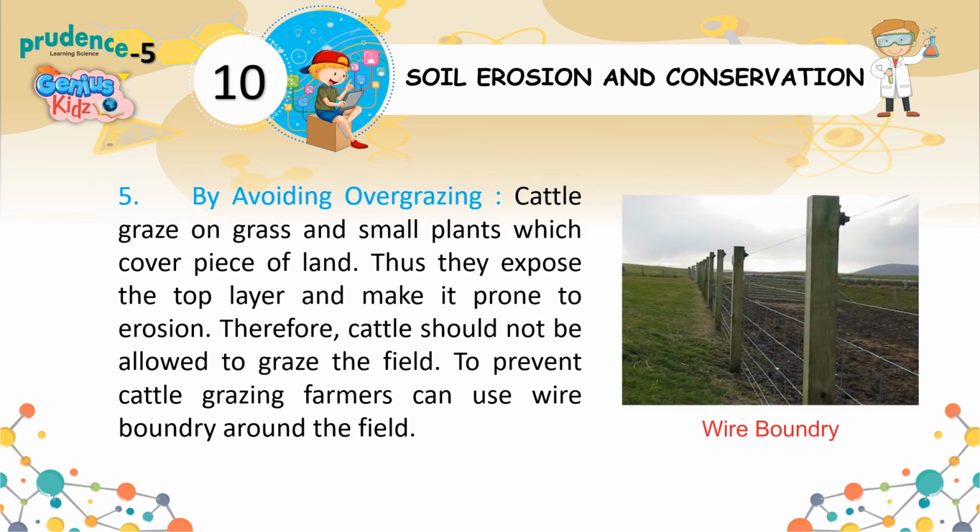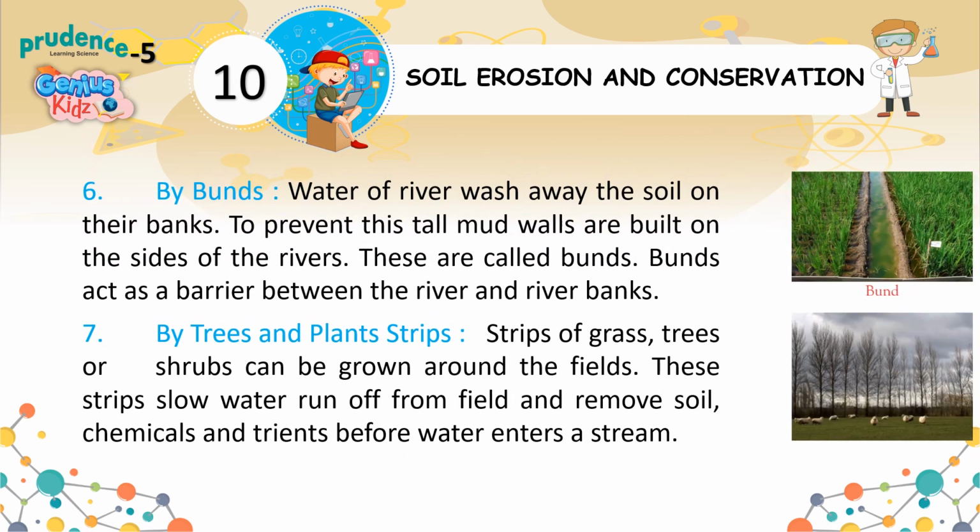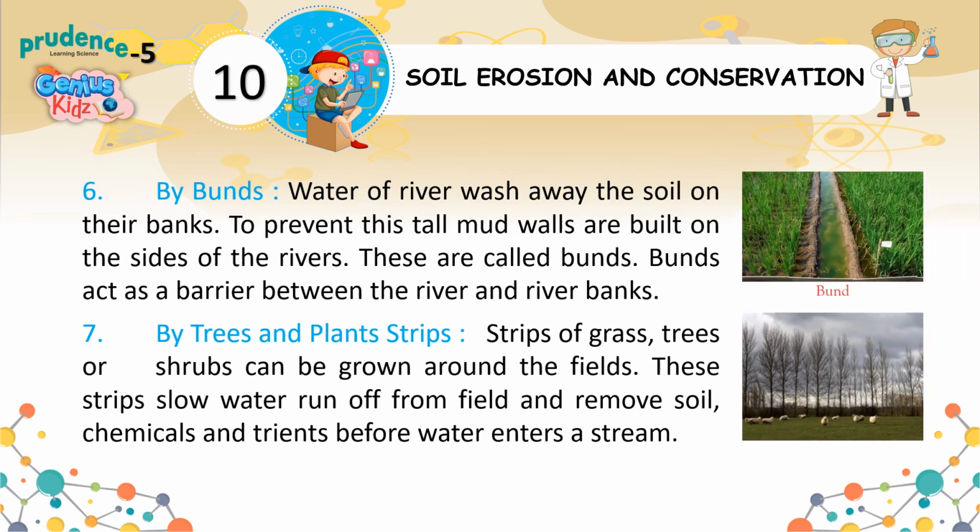5. By avoiding overgrazing. Cattle graze on grass and small plants which cover a piece of land. Thus they expose the top layer and make it prone to erosion. Therefore, cattle should not be allowed to graze the field. To prevent cattle grazing, farmers can use a wire boundary around the field. 6. By bunds. Water of rivers washes away the soil on their banks. To prevent this, tall mud walls are built on the sides of the rivers. These are called bunds. Bunds act as a barrier between the river and river banks.